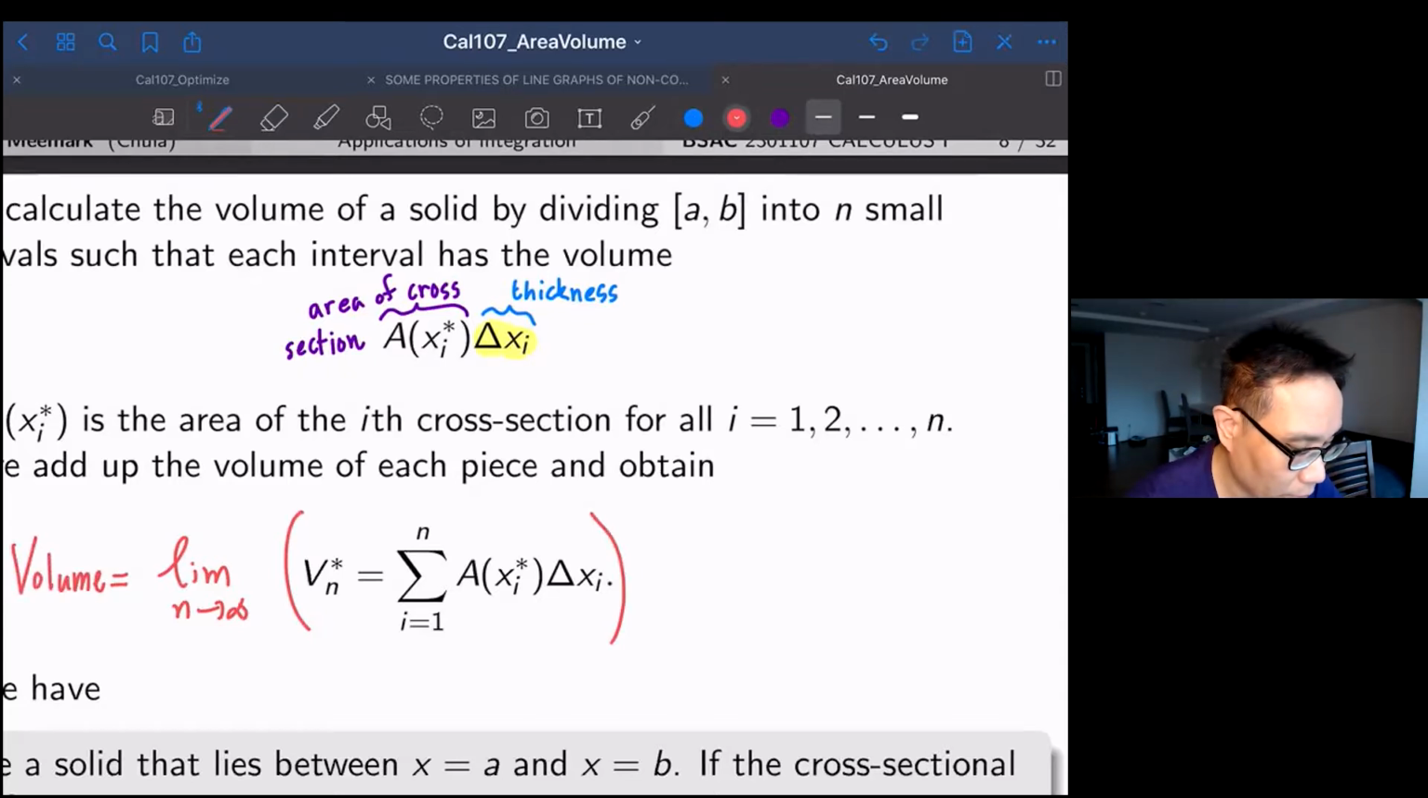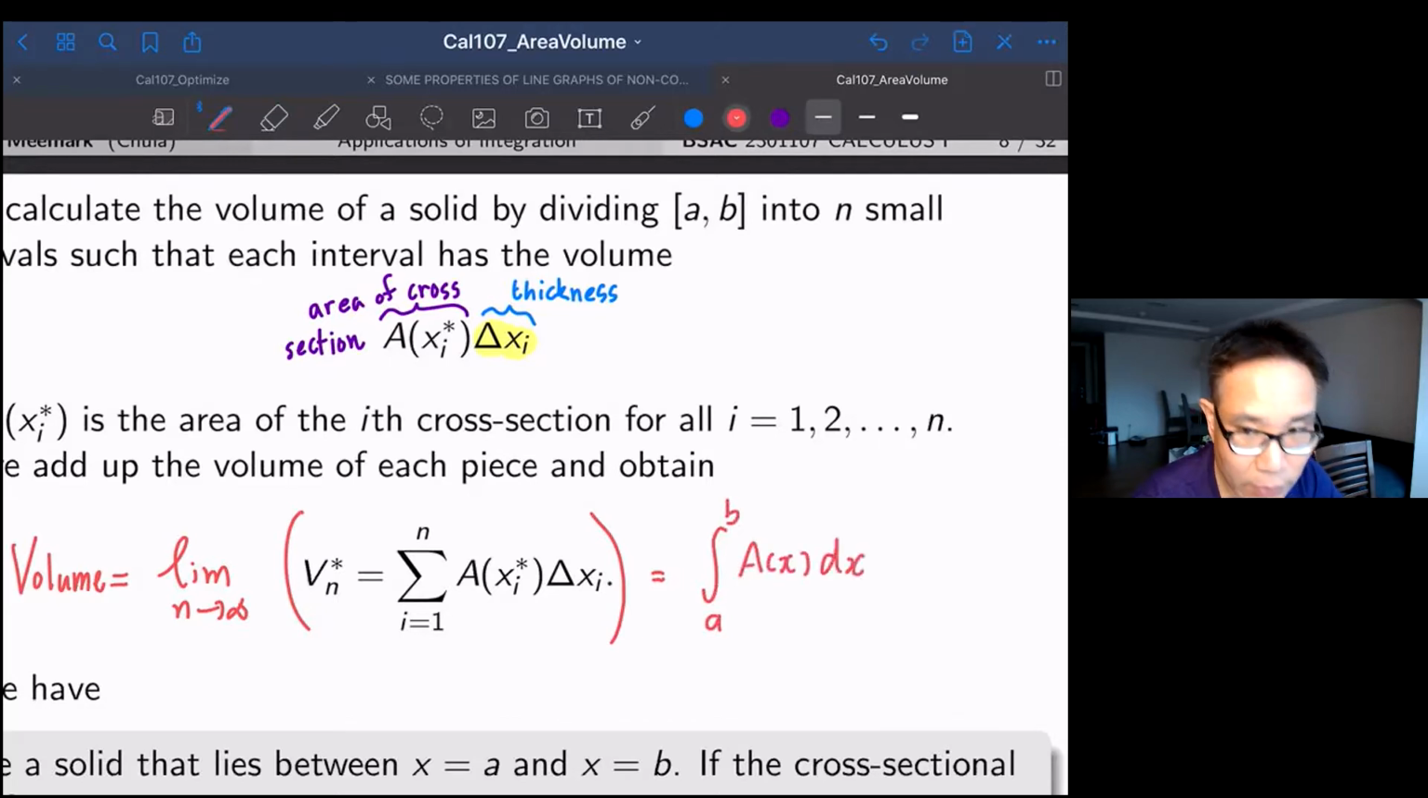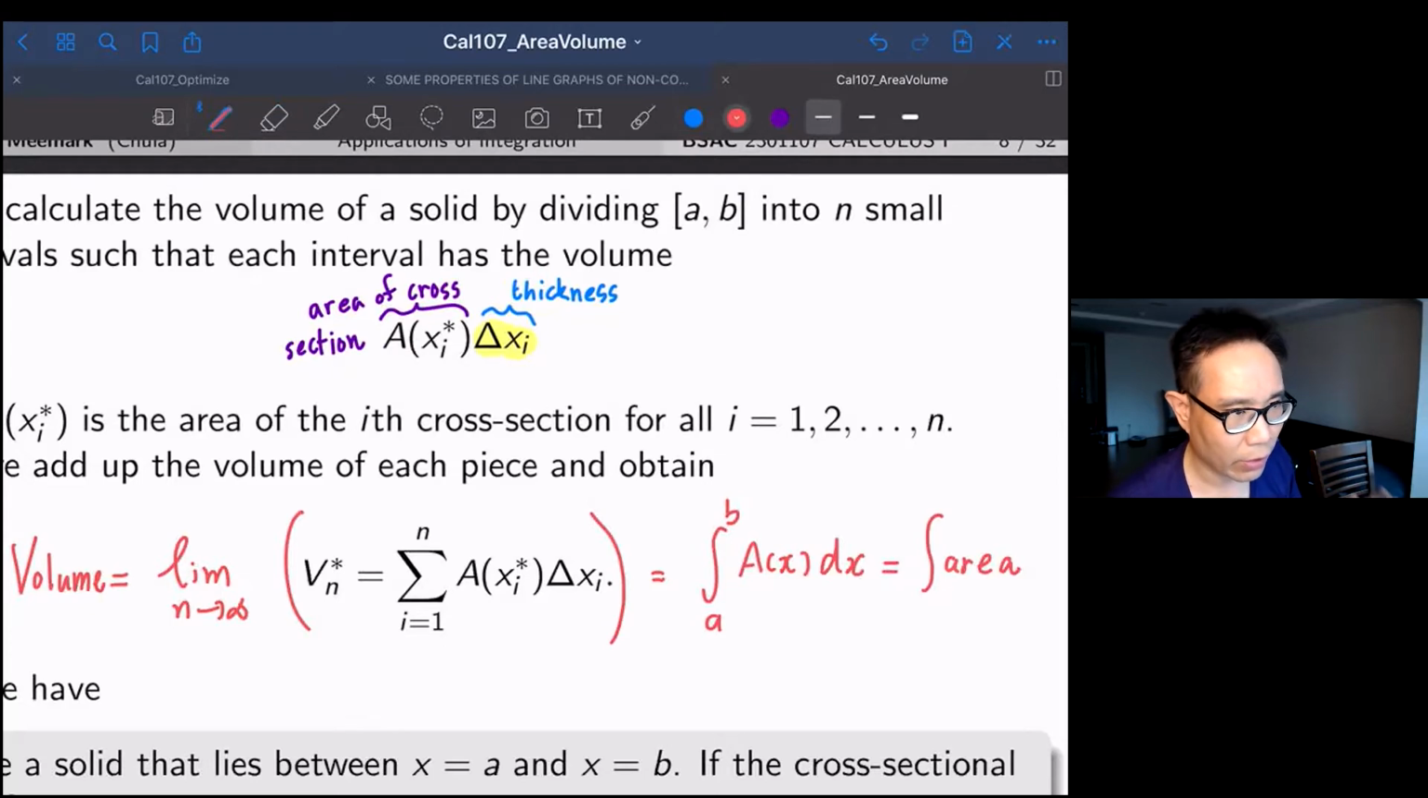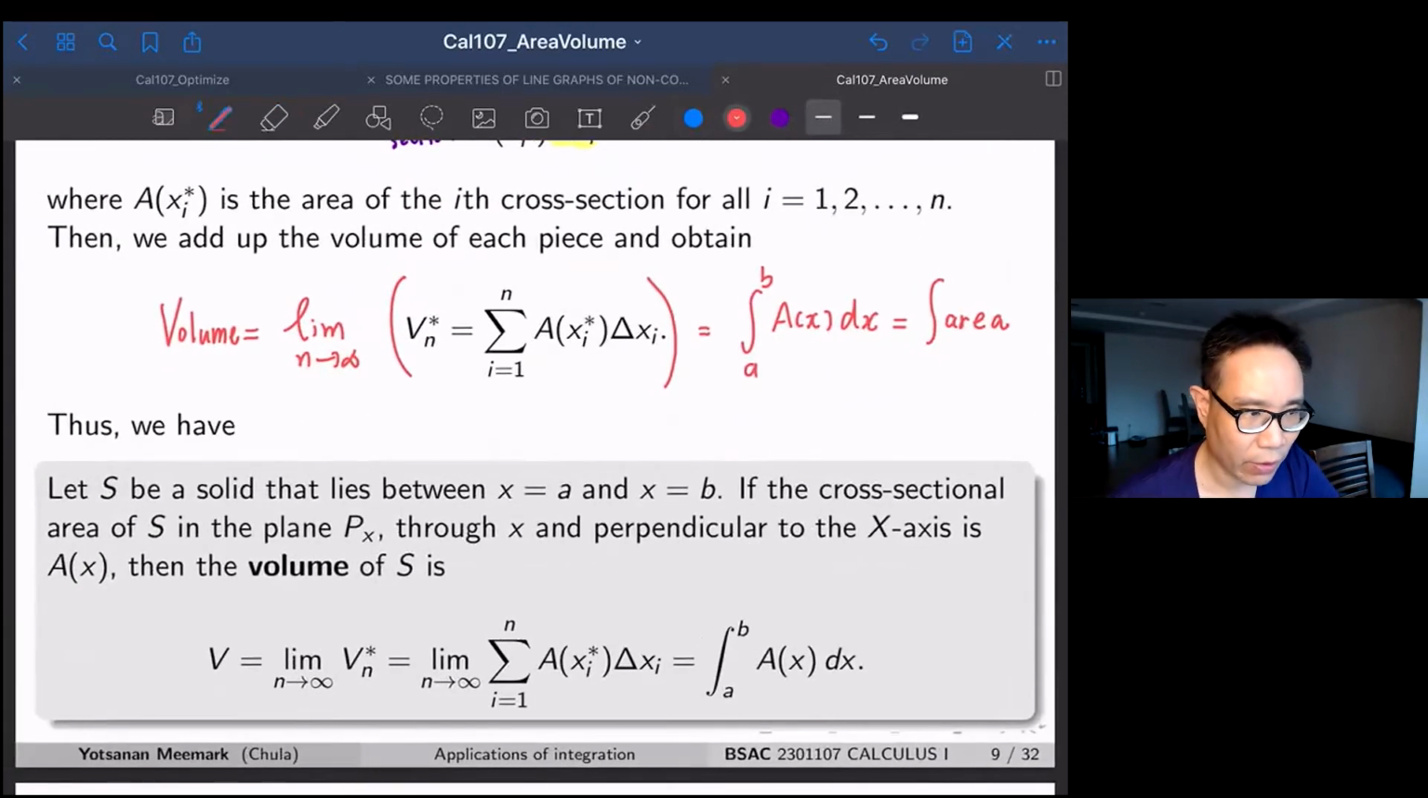In terms of an integral, this turned out to be the integral from a to b of A(x) dx. I usually tell my students that if you want to find the volume of the solid over the interval [a, b], what you need to do is integrate the cross-section area. Integrate area, and you get the volume of the solid you're looking for. Keep in mind: integrate the cross-section area.